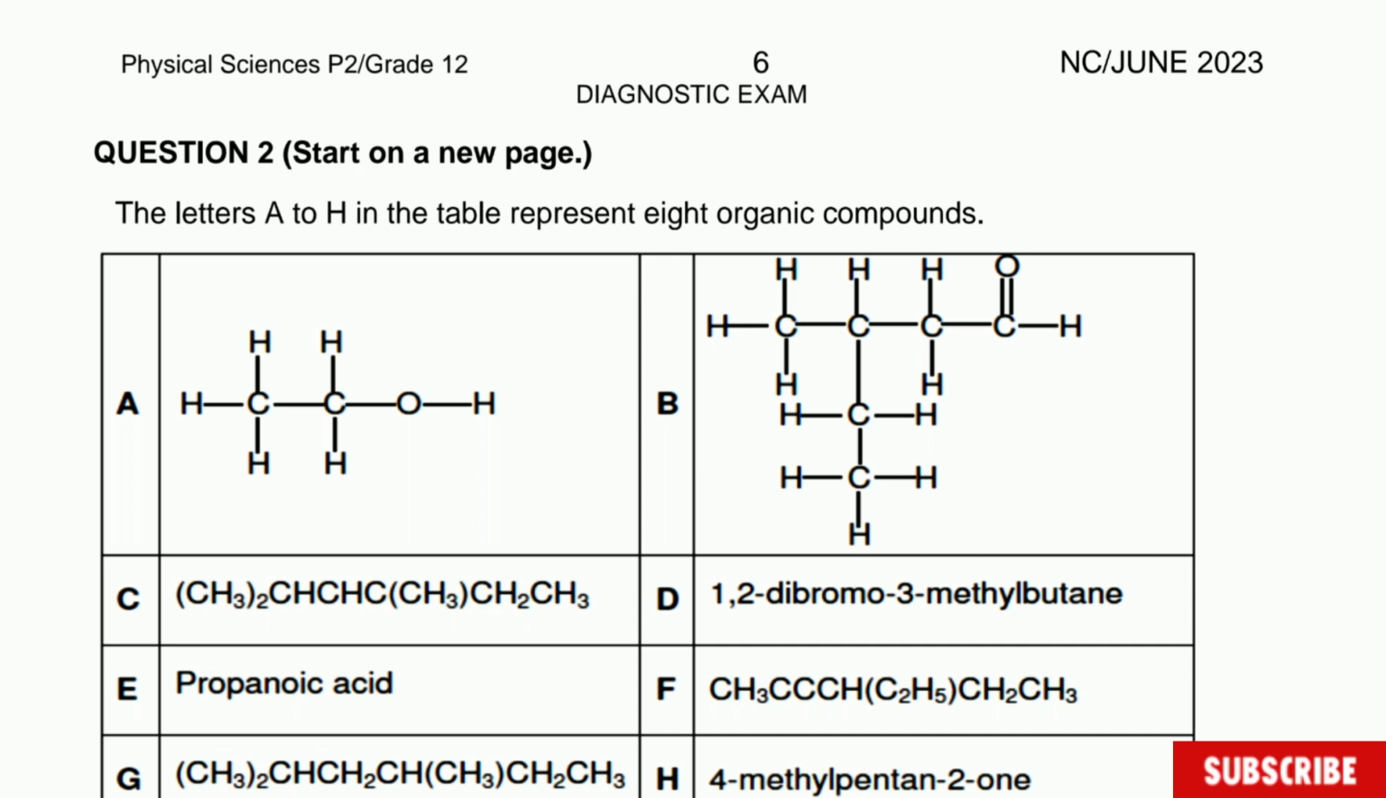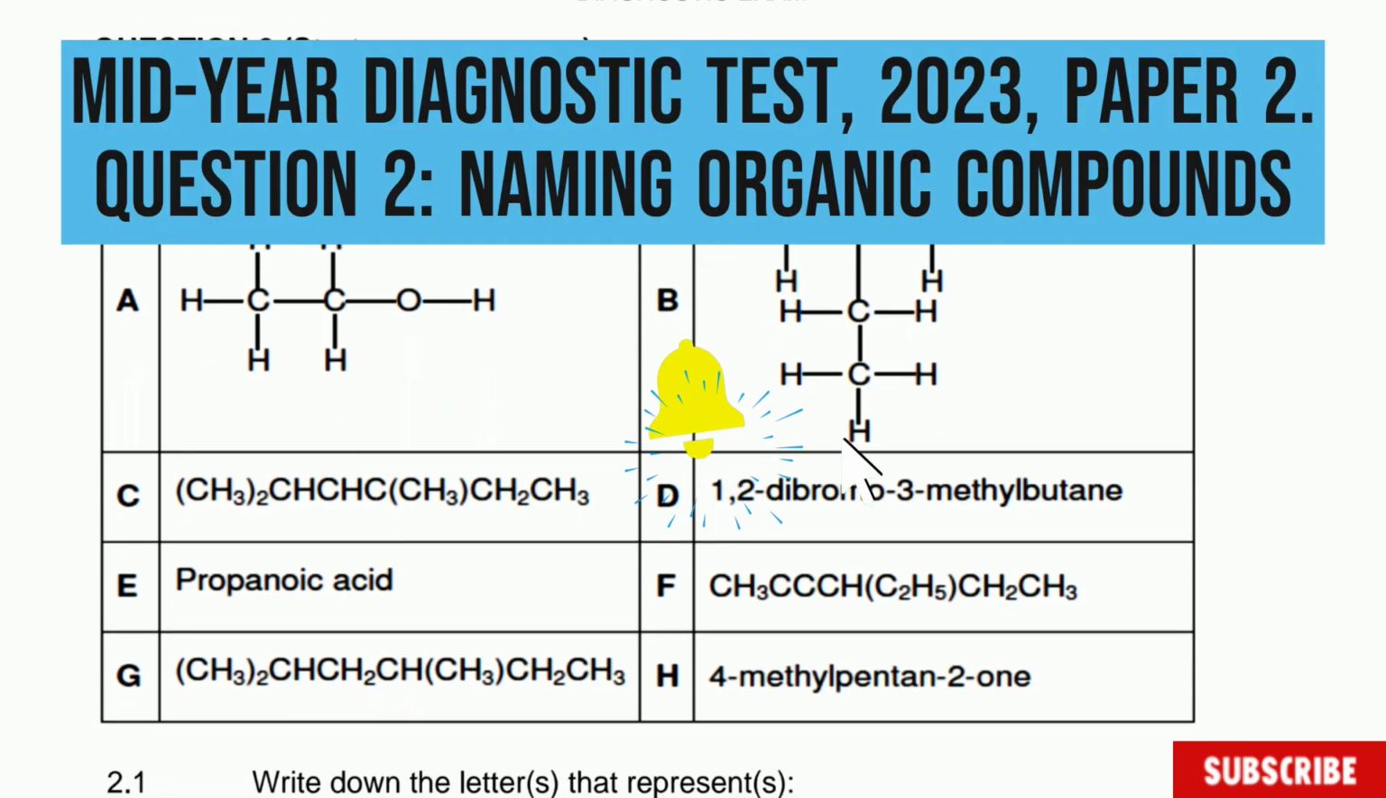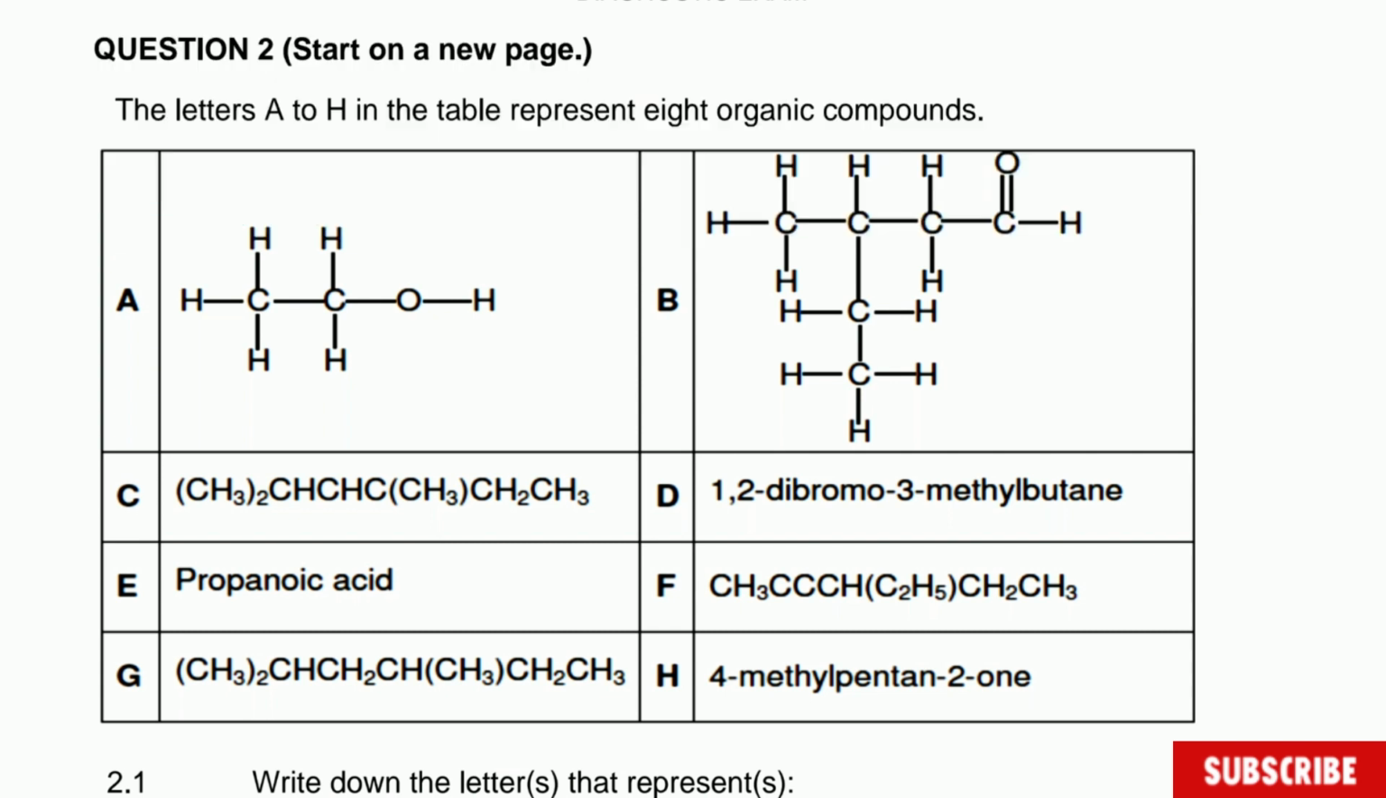This one is the second question, question 2, and it is related to naming organic compounds. This one was done at the Northern Cape in 2023 and developed by Professor Rodriguez. The letters A to H in the table represent 8 organic compounds, and you have the organic compounds here, which we are going to quickly identify, what is the homologous series.